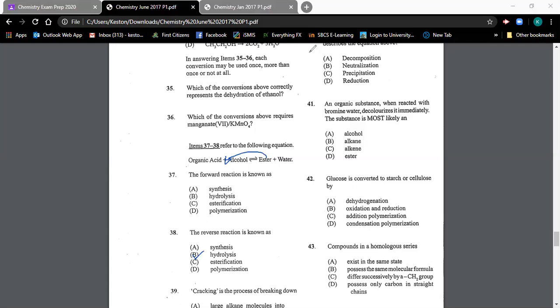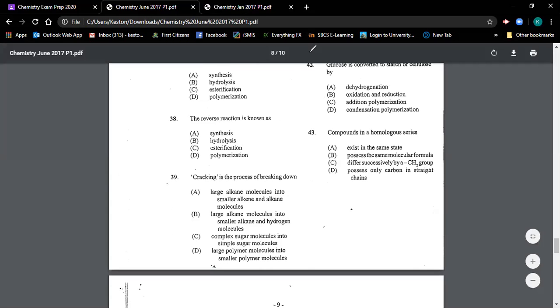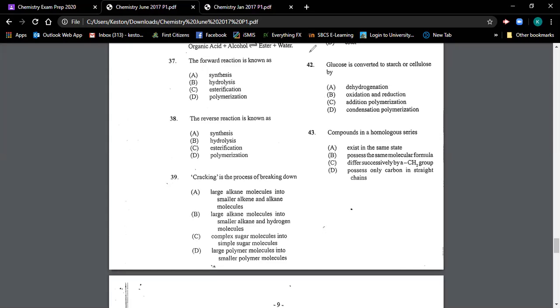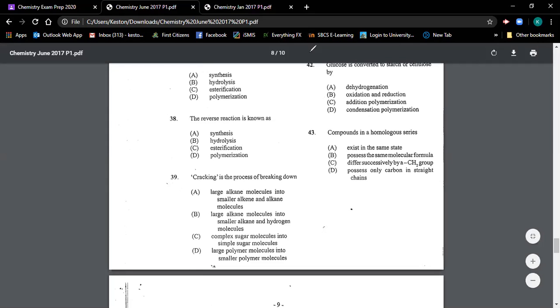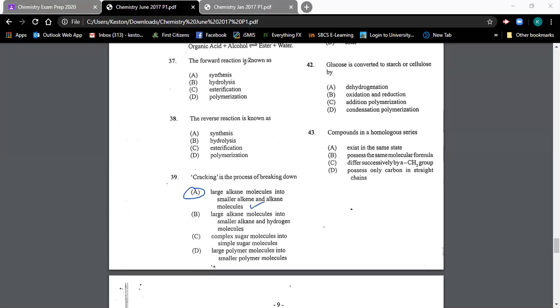That's hydrolysis. Right? 39, cracking, the process of breaking down what? Cracking is a process of breaking down, very good, Cristiano, large alkane molecules into smaller alkanes and alkenes that are more useful for industry. All right, so 39 is A. Back up to the top.